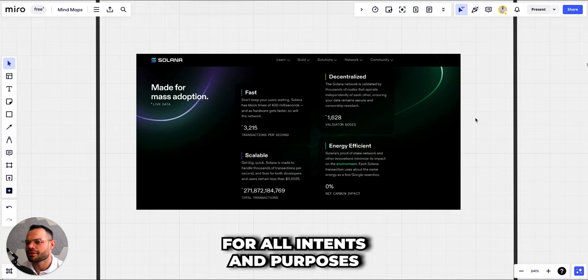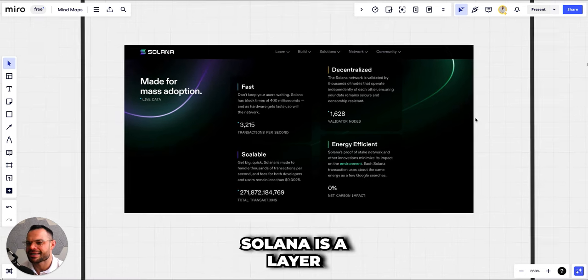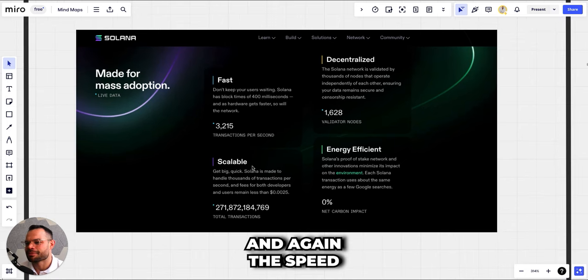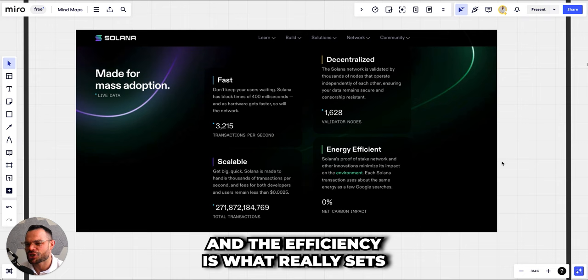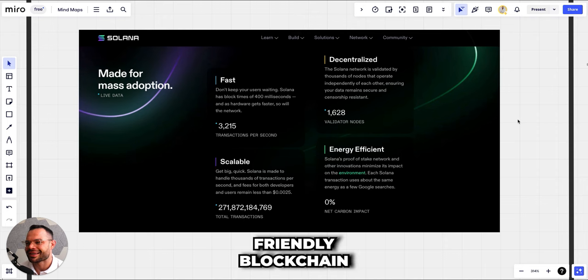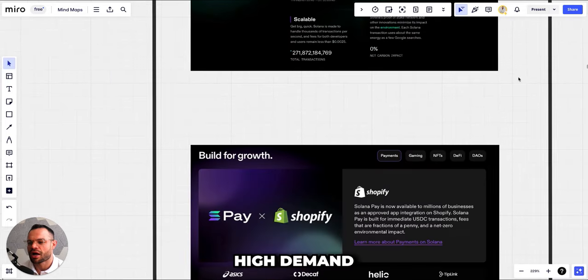But for all intents and purposes, Solana is a layer one blockchain that is made for mass adoption. And again, the speed, the scalability, and the efficiency is what really sets Solana apart and makes it a very user-friendly blockchain when compared to something like Ethereum and some of the extortionate gas fees that tend to creep up on Ethereum, especially during times of extremely high demand.